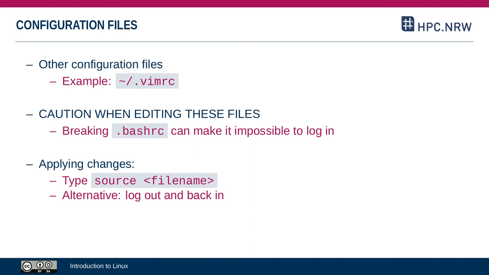I always recommend making a temporary file where you test any changes, then you source that. If it breaks, simply log out and back in and it's gone. And only when you are sure your changes are correct, you can put that into the actual Bash RC.